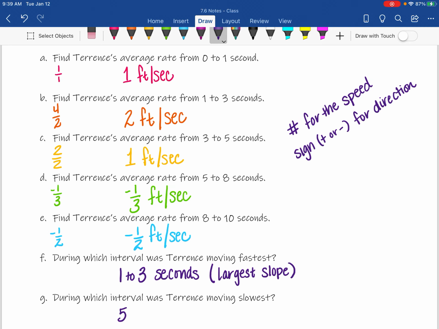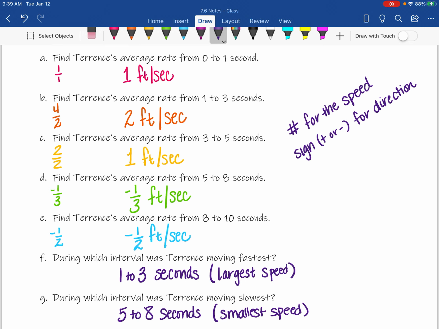So 5 to 8 seconds, and that would be the smallest speed or smallest slope. Actually, let's say speed because the slope includes the sign as well.